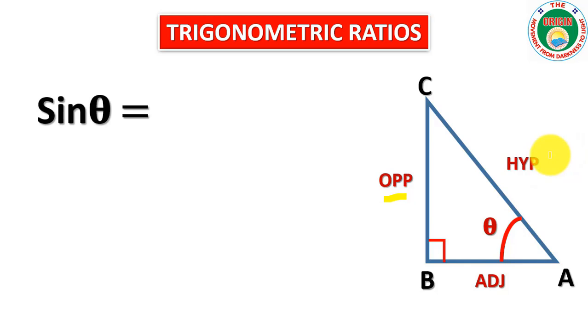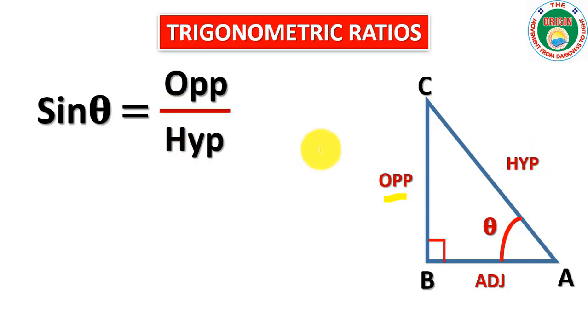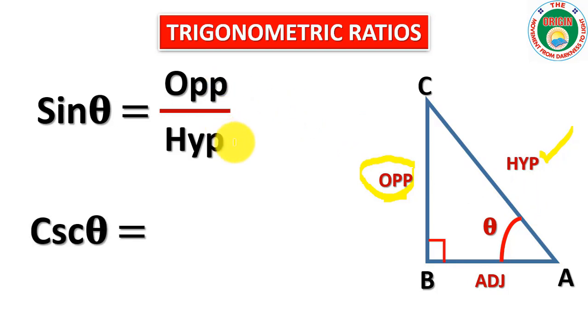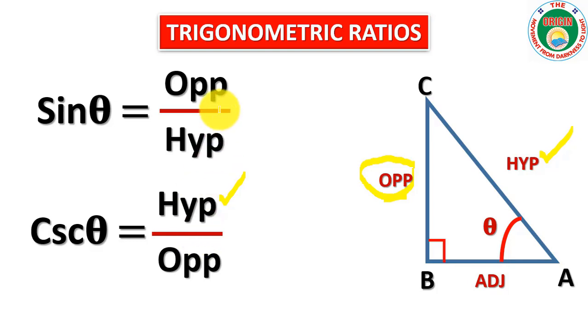Sin theta. What is sin theta? Sin theta is equal to opposite side by hypotenuse. The numerator is opposite, the denominator is hypotenuse. The reciprocal of sin is cosecant. Observe here, cosecant theta is equal to hypotenuse by opposite. That means this is the reciprocal. Sin theta is the reciprocal of cosecant theta, or else cosecant theta is the reciprocal of sin theta.